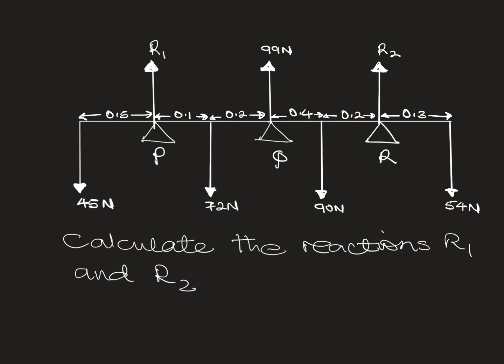Here we have a problem. It is a moment problem where we have three pivots P, Q, and R. We have upward forces R1, 99 newtons, R2, and we have downward forces 45, 72, 90, and 54. The question asks us to find the reactions R1 and R2.